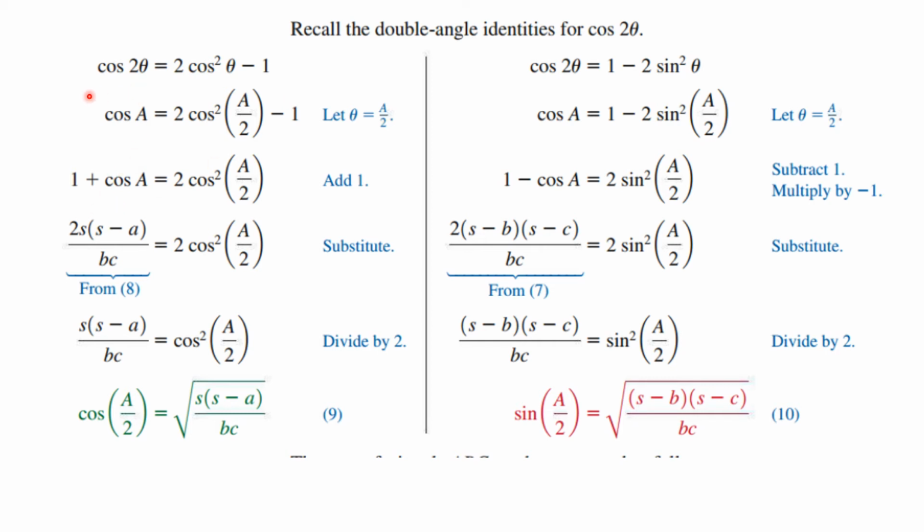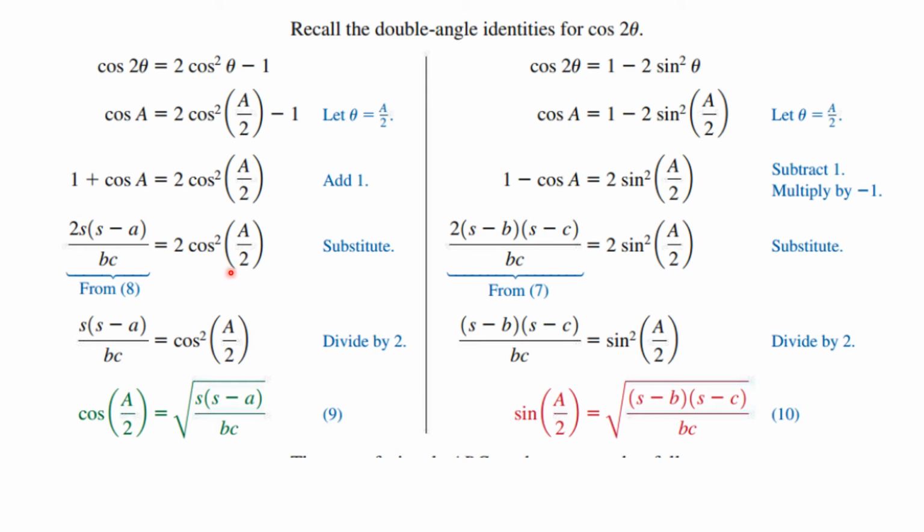So we're going to apply this general formula here, but we're going to apply this to theta being a over 2. So 2 times a over 2 is a, and cosine of a is 2 cosine squared a over 2 minus 1. So we're going to add 1 to both sides, and we get 1 plus cosine a is equal to 2 cosine squared a over 2. But now we're going to substitute from the equation we called 8, and we have that this is our equation.